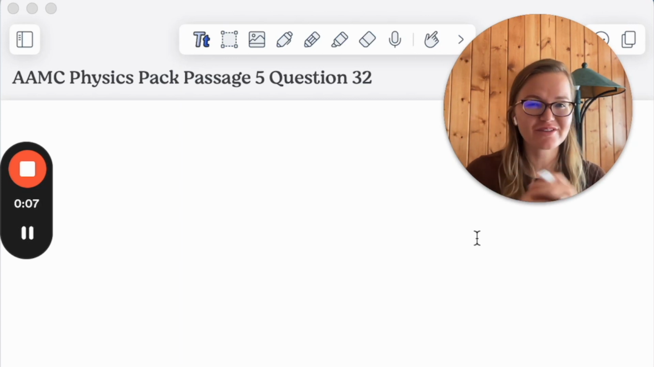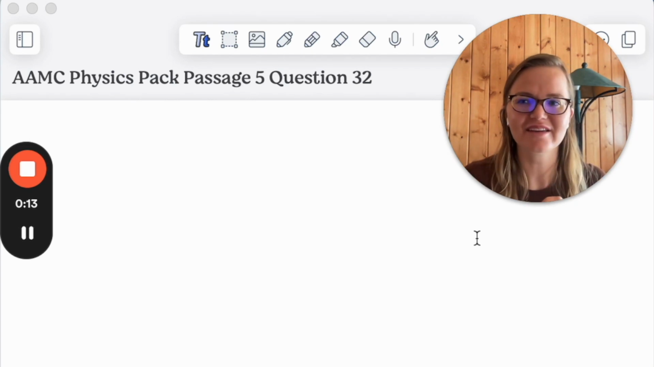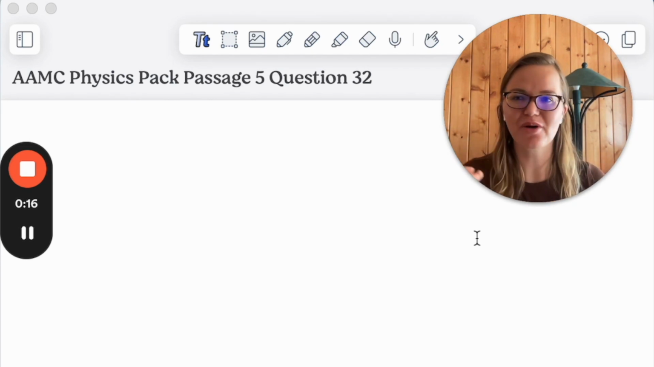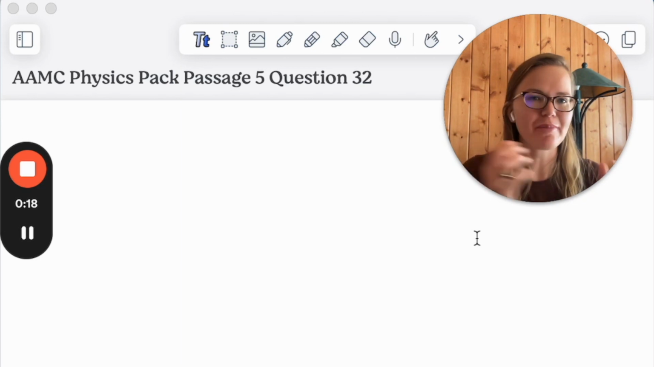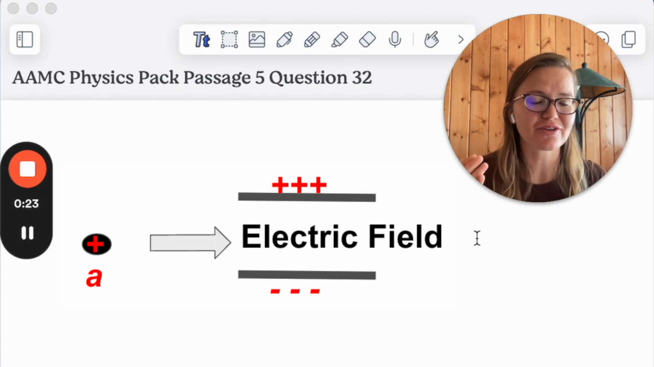So this question is still related to passage 5, which is all about electrical circuits and capacitors. And in this case, the question is asking, what happens if we have this charged particle and we place it between our capacitor plates? How do we think about the acceleration that's going to happen due to the electric field?